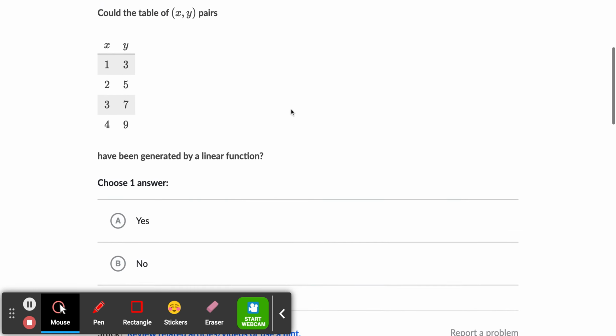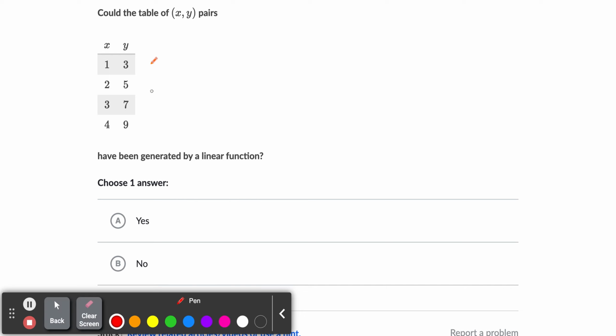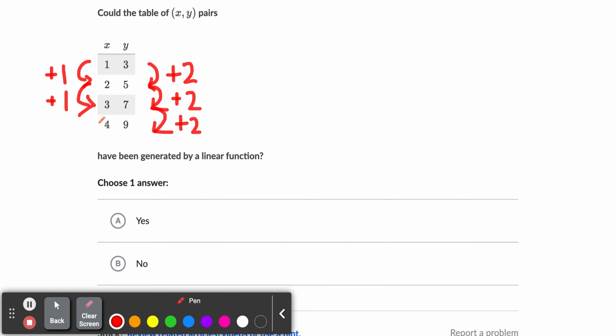Okay, so we'll do one more table here. So could the table of xy pairs have been generated by a linear function? So let's test the same thing, right? Just go down the line here. We're going, what, a +2 in the y direction between the first and second point. This is a +1. We have another +2 over +1. And I think you guys can kind of see this one should be good. Working with slightly easier numbers. So all around, we are going +2 over +1.